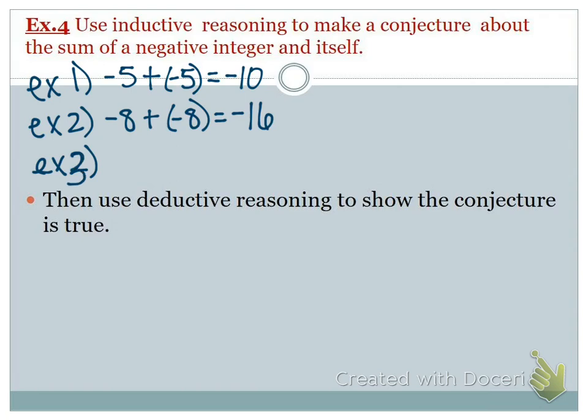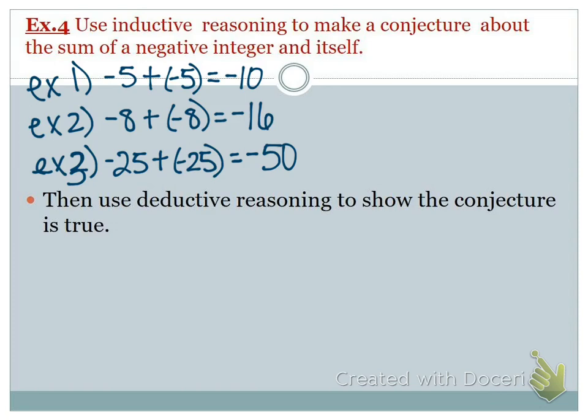Oh, that's supposed to be example 3. Last example, let's look at -25 plus -25. And that would give us -50.